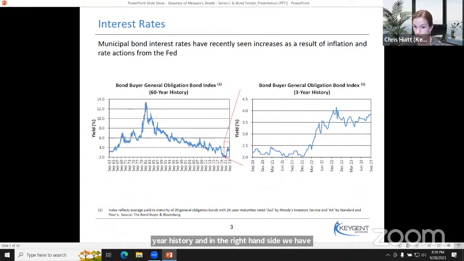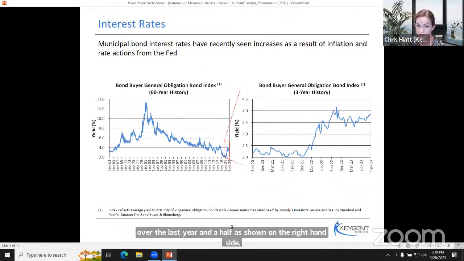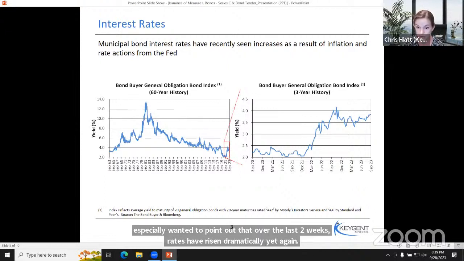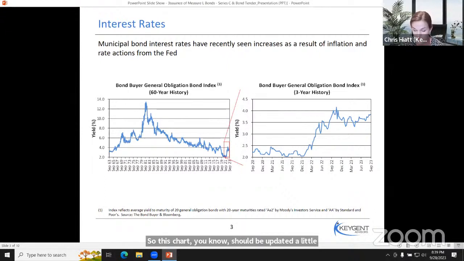So from a historical perspective, I wanted to point out that rates are still fairly low from a historical standpoint, but we've definitely seen huge increases over the last year and a half, as shown on the right-hand side. And especially wanted to point out that over the last 2 weeks, rates have risen dramatically yet again. So this chart should be updated a little bit to show that increase. We now are hitting 16-year highs on the 10-year Treasury.